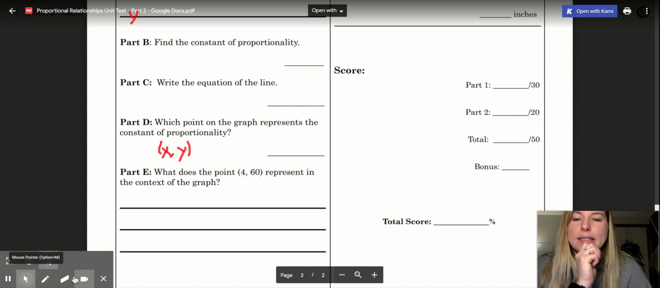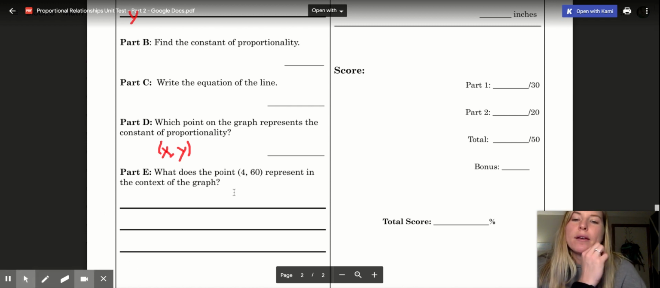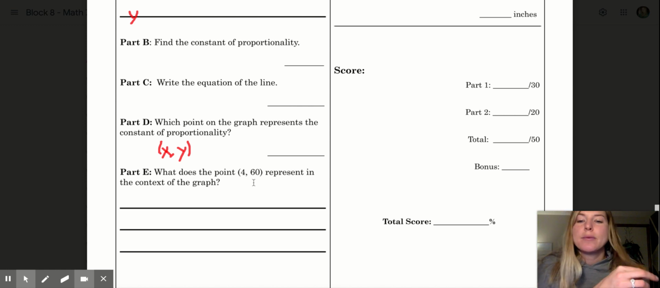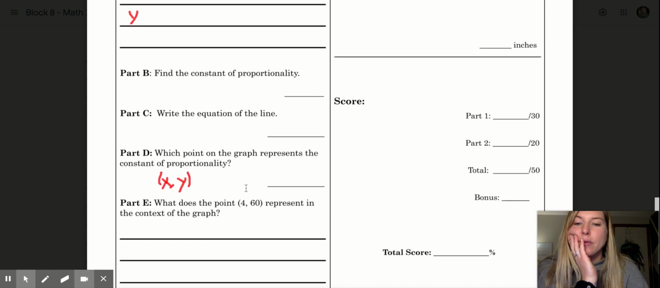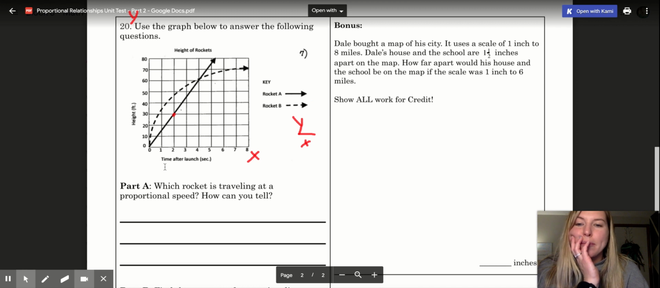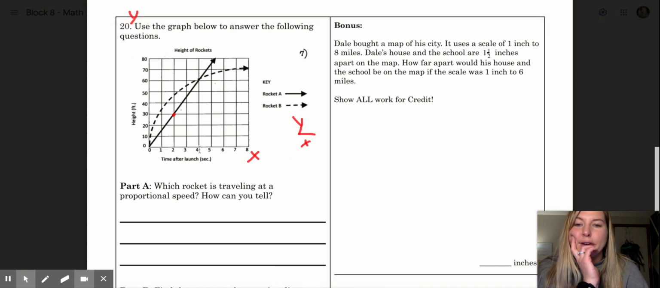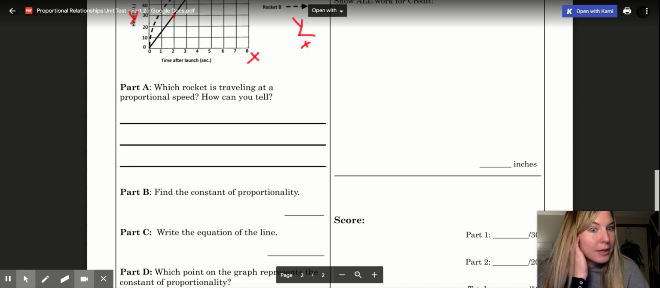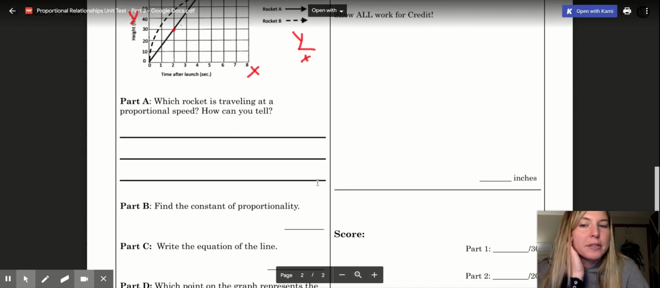All right, and then lastly, what does the point 4 comma 60 represent in the context of the graph? So remember, this is the X 4. So you would go over 4. That means time after launch in seconds. After 4 seconds, the rocket is what height? That's exactly what you're going to write, but you're going to fill it in with the numbers.